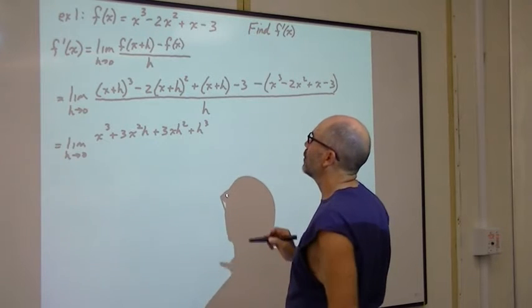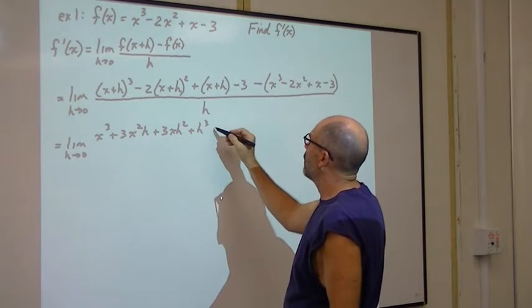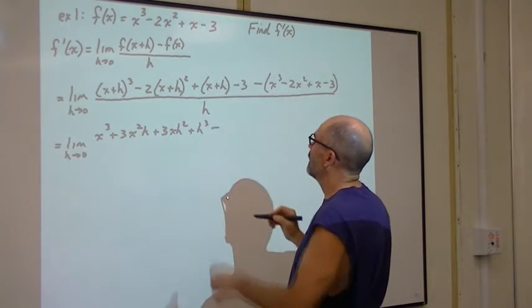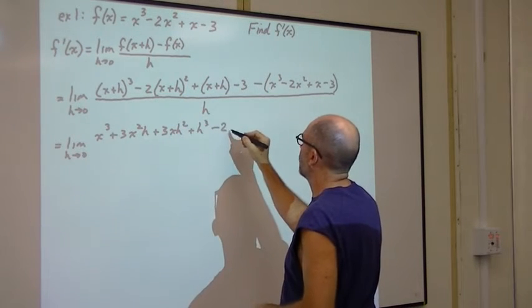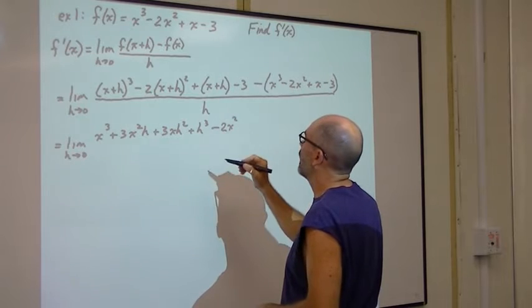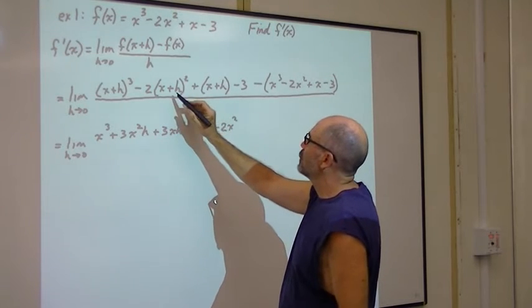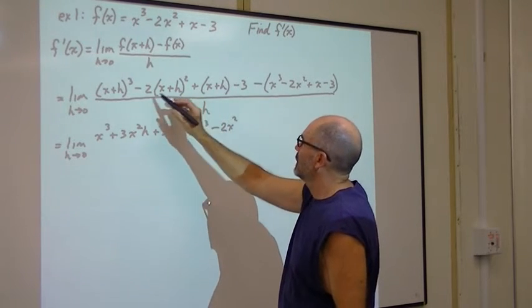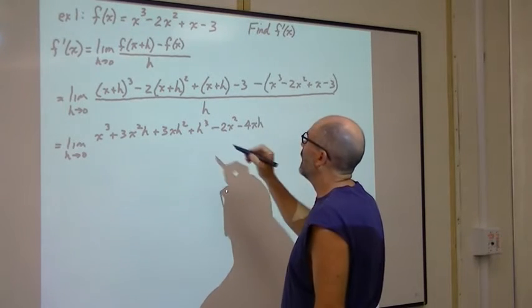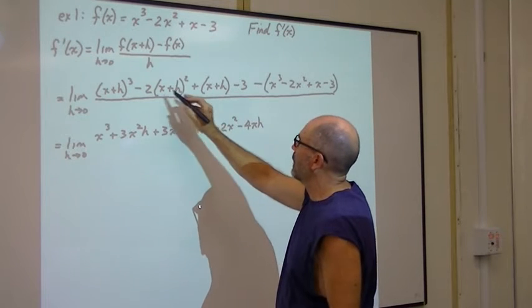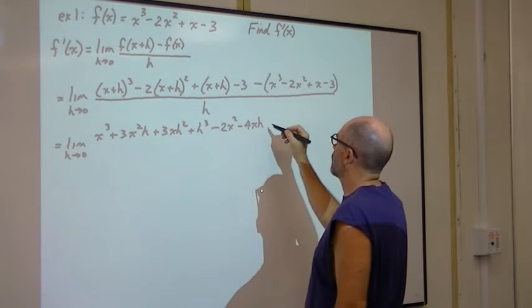Now, minus 2(x + h) squared. So that's going to be minus, now it's x squared, so it's going to be minus 2x squared. Then plus 2xh, so it's going to be minus 4xh. Then plus h squared, so it's going to be minus 2h squared.